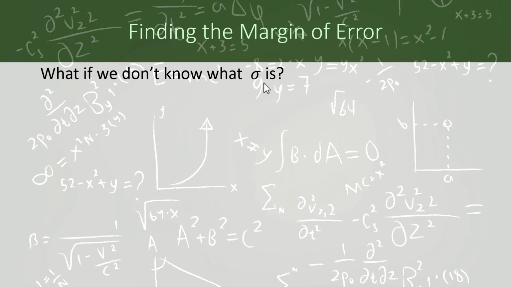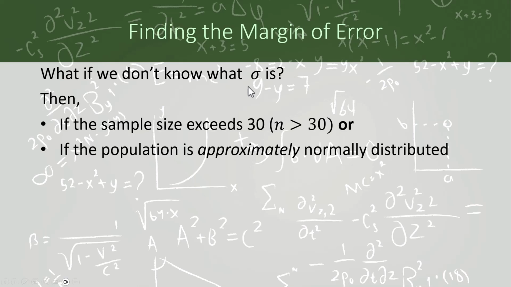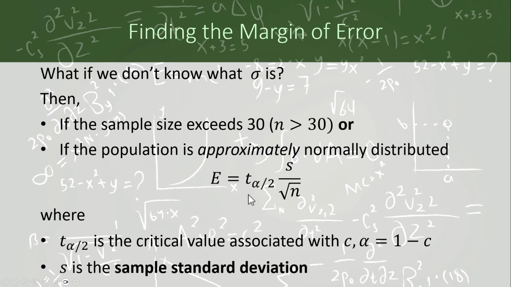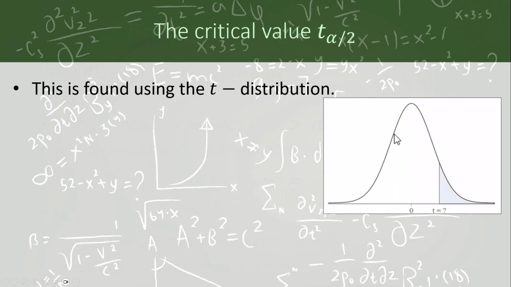Okay, well, in this particular case, we do not know what the population standard deviation is, which is typically the normal case. Therefore, if your sample size happens to exceed 30, or if your population is approximately normally distributed, then we can compute E using this, where this is the critical value associated with C. However, notice it says t there, and this over here is the sample standard deviation. And our critical value here is found using the t distribution.